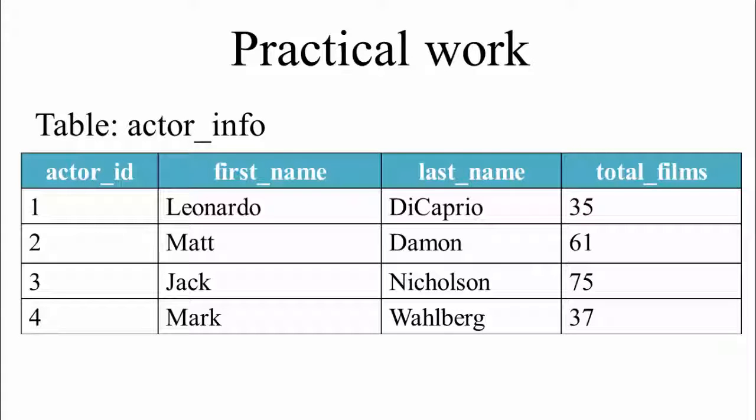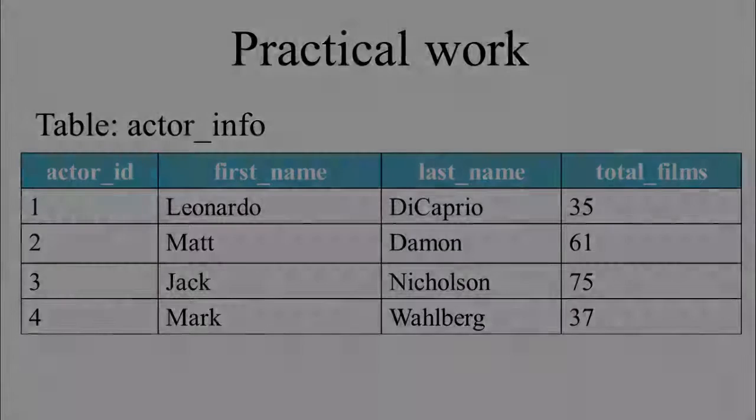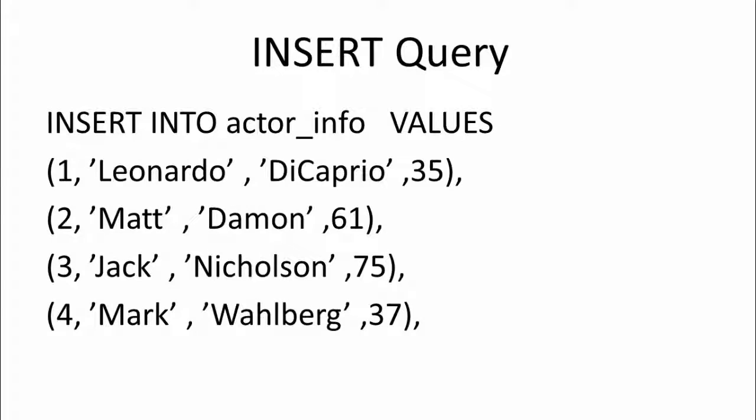And now let's practice. We have the table actor info and 4 fields: actor ID, first name, last name, total films. The first task. Solve this task using an insert query. Insert into actor info values. First, Leonardo DiCaprio 35. Second, Matt Damon 61. Third, Jack Nicholson 75. And fourth, Mark Wahlberg 34.